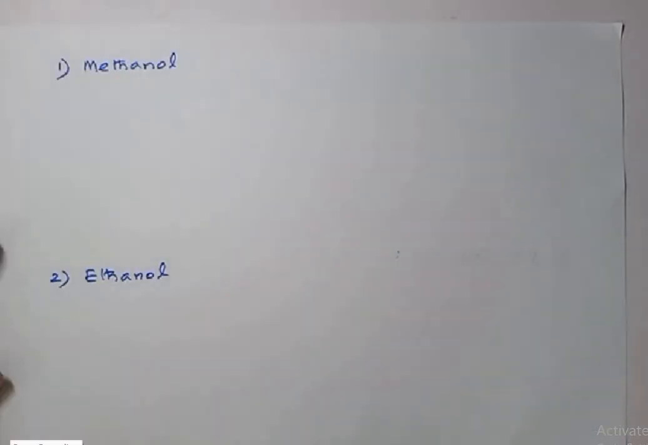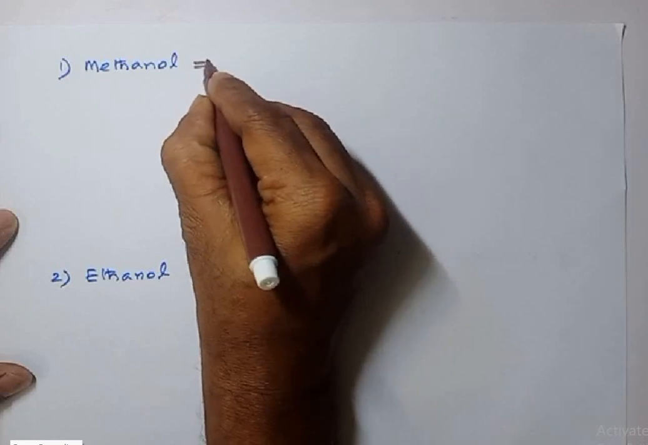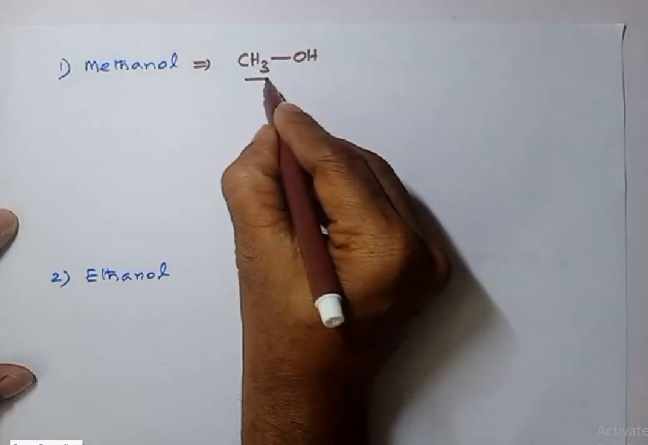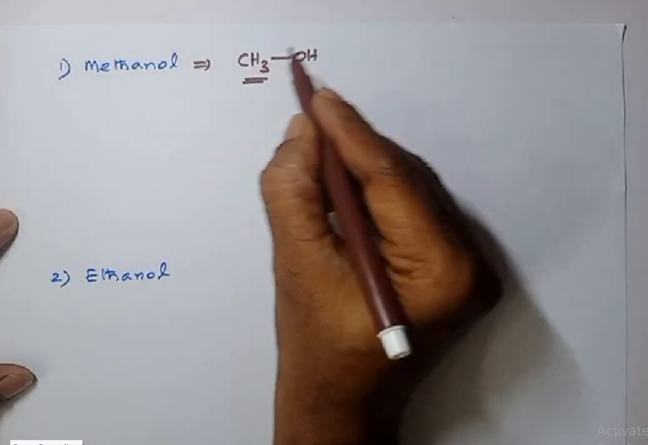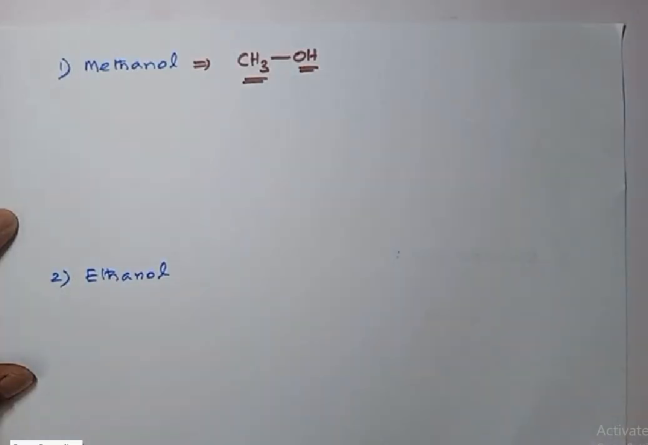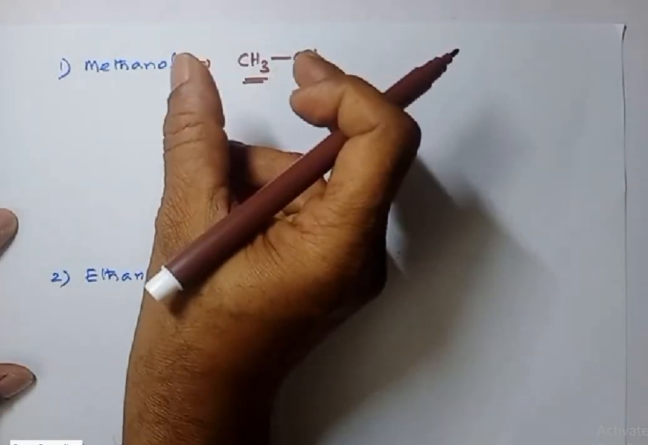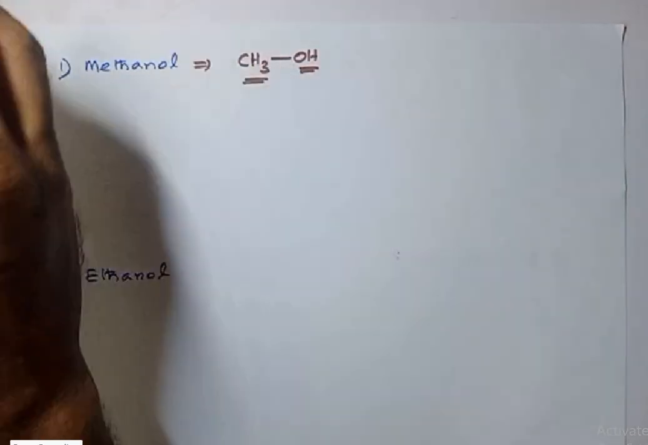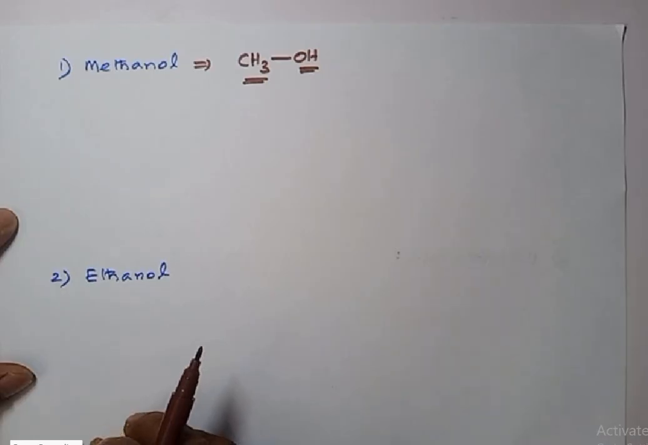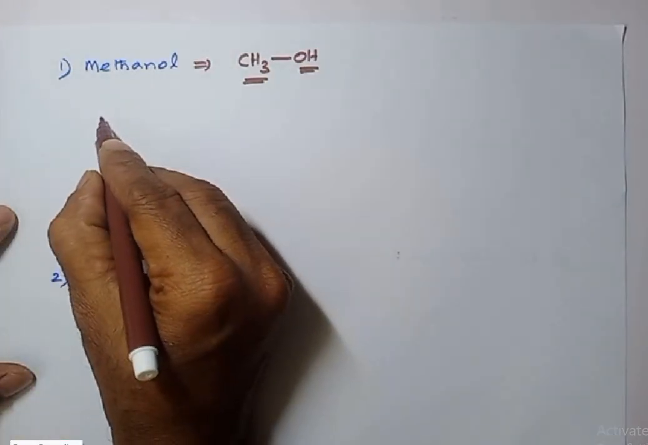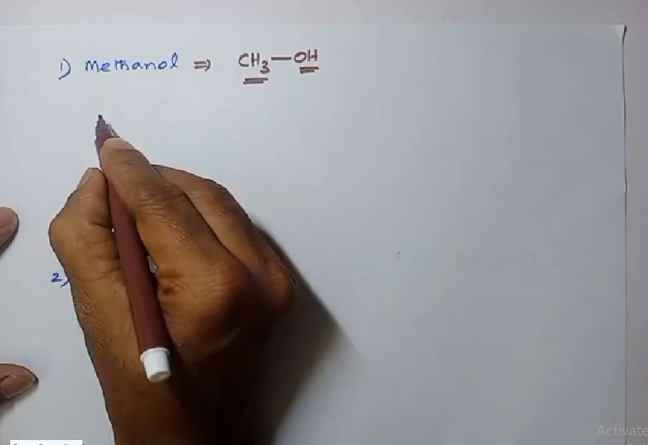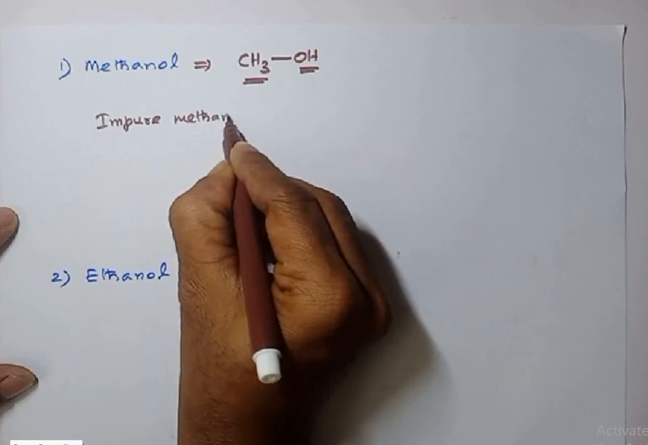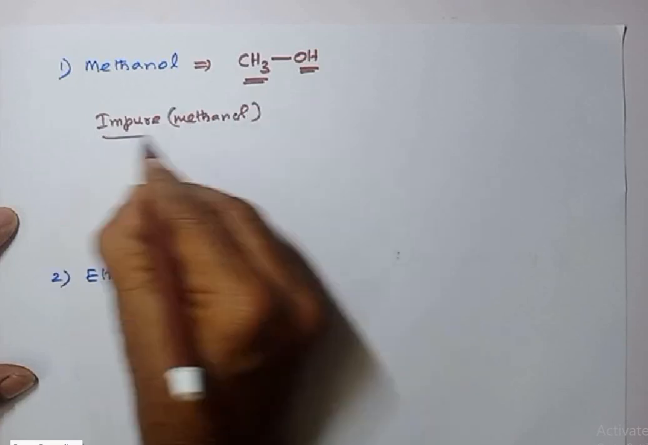Suppose I take methanol, so this is the formula CH3OH. We have two kinds of protons, the protons of the methyl group and the proton present in the OH group. We will get two different protons, so we will get two signals. If I purchase methanol commercially, listen, the commercial methanol, or impure methanol I can say, impure methanol meaning it contains acidic or basic impurities.